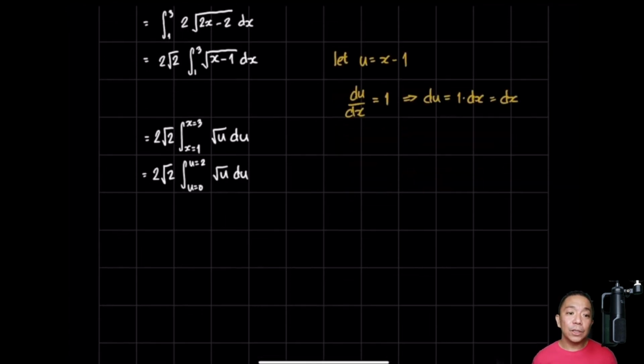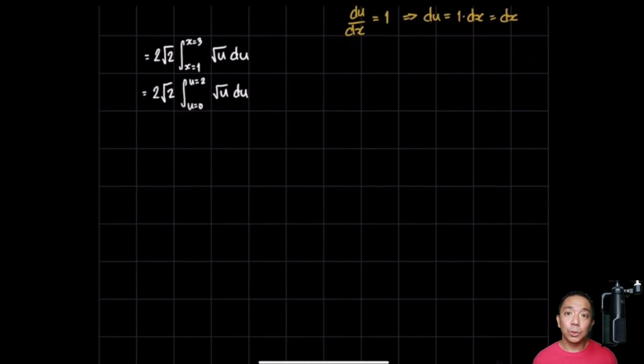Square root of u du. So, pwede ko na siya ngayon gamitan ng power rule. Kasi this is just u raised to 1/2. Kailangan ko lang palitan yung bounds, yung lower bound tsaka yung upper bound nung interval ko saan ko siya ini-integrate. So, imbis na x equals 1 to x equals 3, it's u equals 0 papuntang u equals 2.